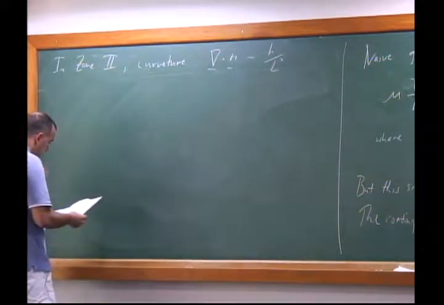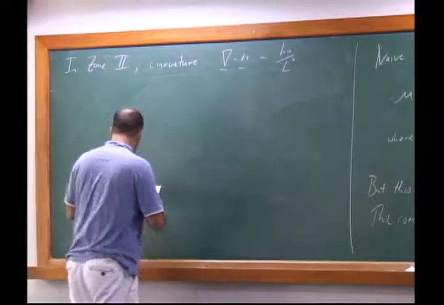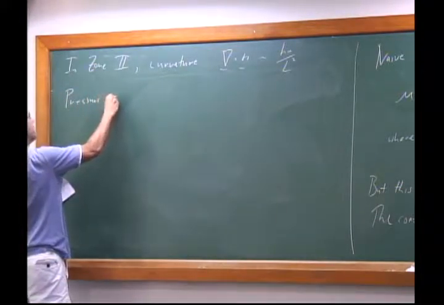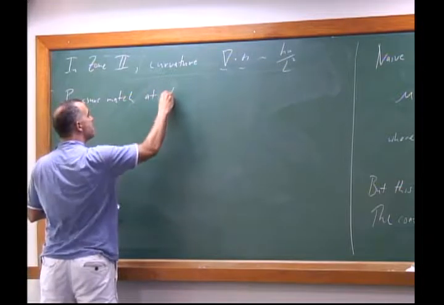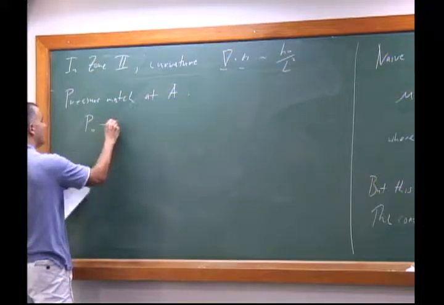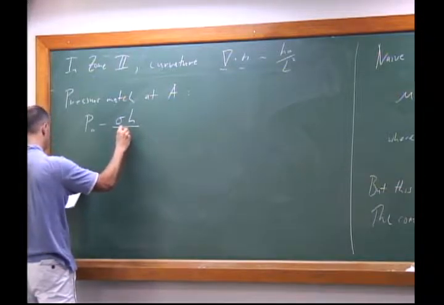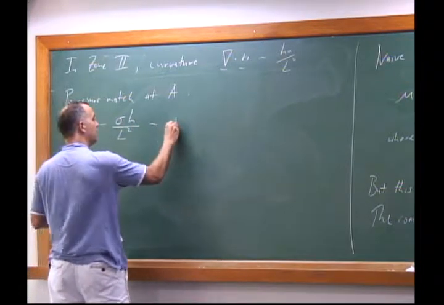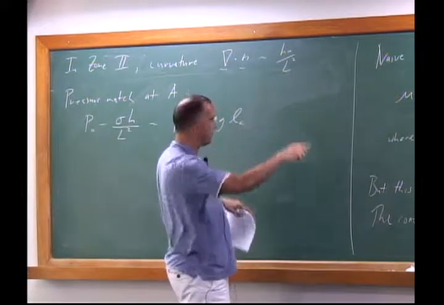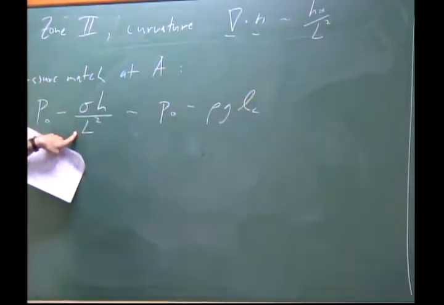So if you want to write, maybe just to be clear, it looks like that. So the pressure match at A, in jumping across the interface, this is what we get by going along the bottom and up. So this is the hydrostatic pressure, and this we get from crossing the interface in zone 2. Okay?